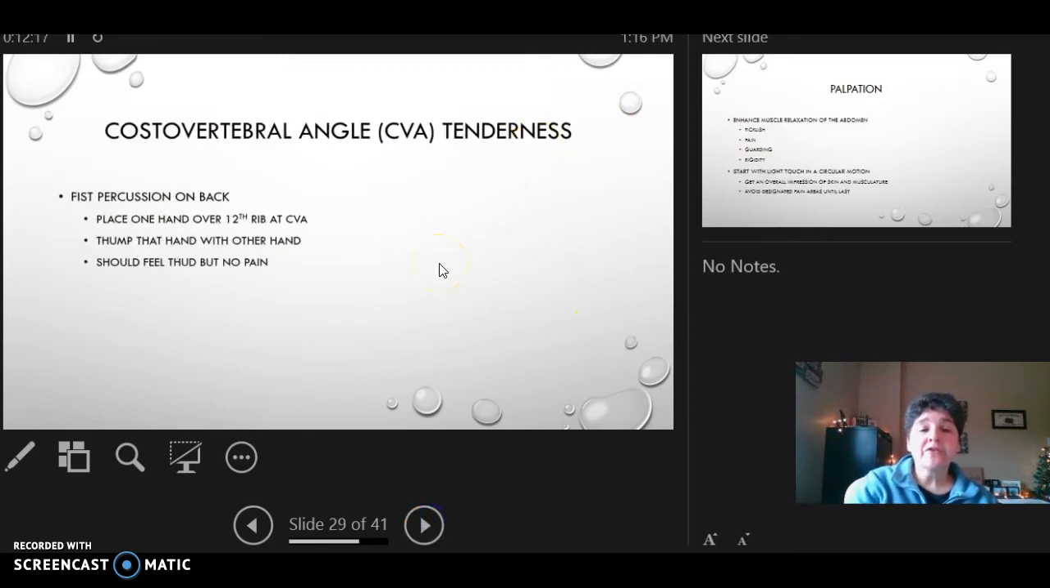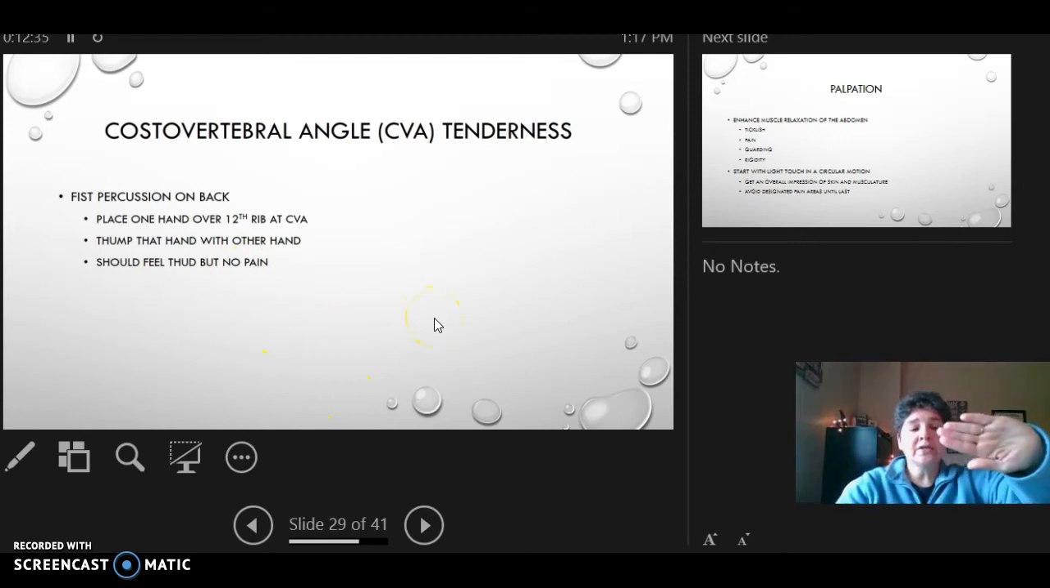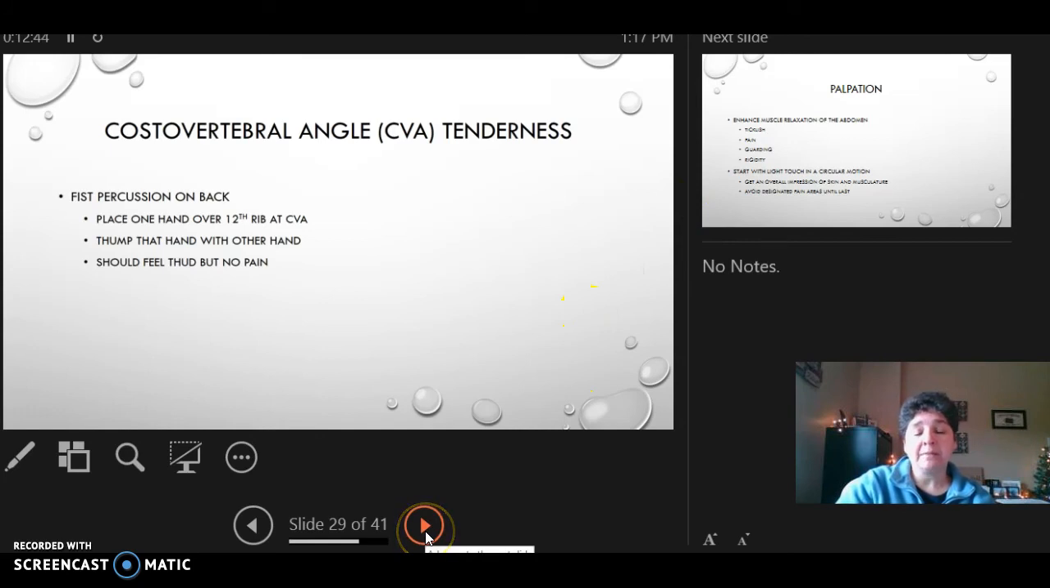The CVA, the costovertebral angle, this is the area on the back. So if this is the person's spine, and you can feel the rib cage coming off here, the angle between where that rib cage is and the spine, this area here, that's the costovertebral angle. You're going to place your hand over that area and give it a large thump. Not real hard, but just a thump. And they should feel a thud, but they shouldn't feel any pain. Pain is a sign that there's some kind of kidney disease or kidney issue.